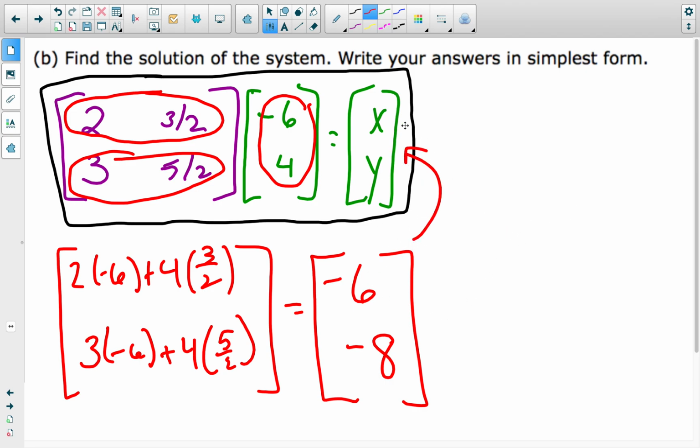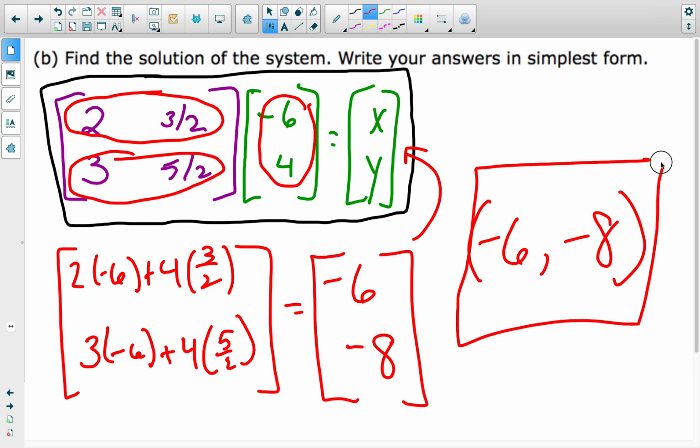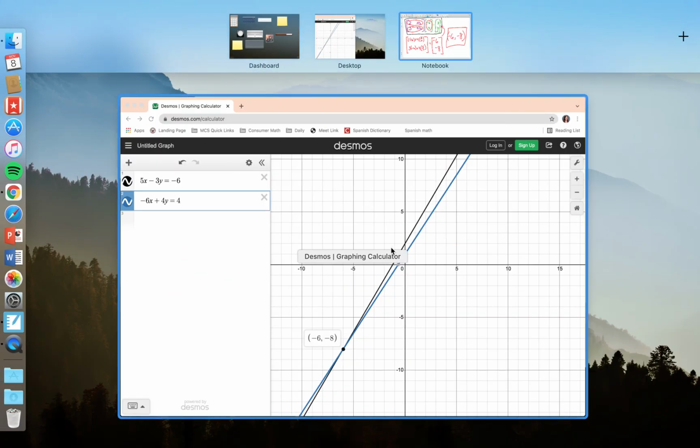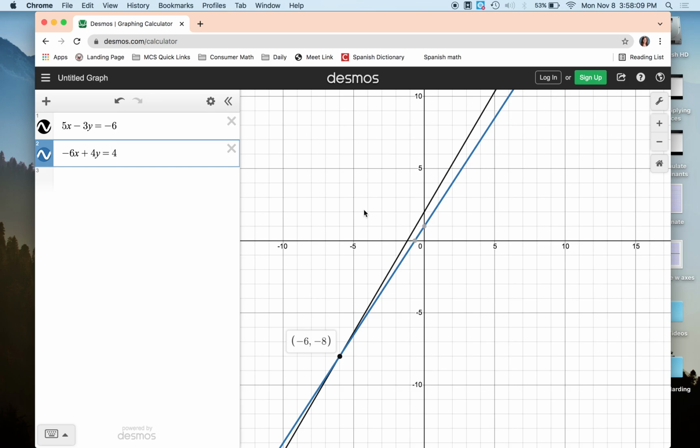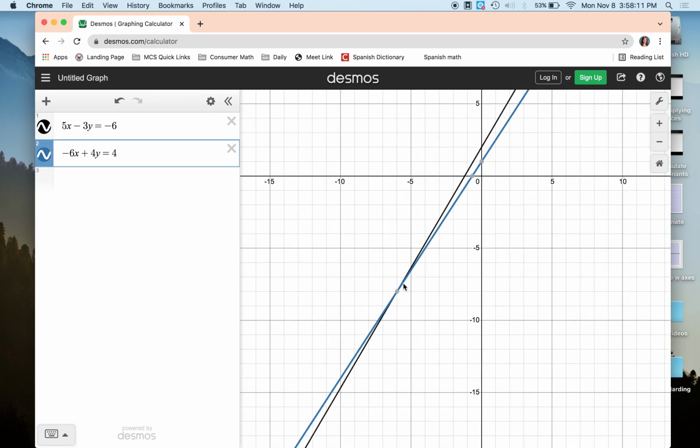So what this means is that x is equal to -6, y is equal to -8, meaning that these two lines, this system that we got at the very beginning of the problem, intersect. The lines intersect at the point -6, -8. We can verify this by looking at Desmos and seeing, okay, here are our 2 equations, and where do they intersect? They intersect down here at -6, -8.